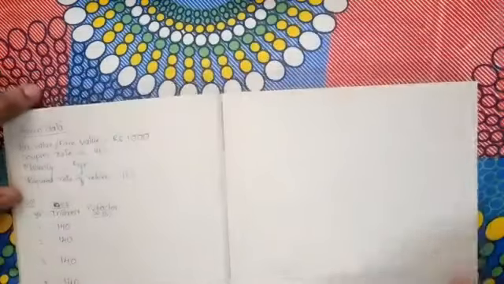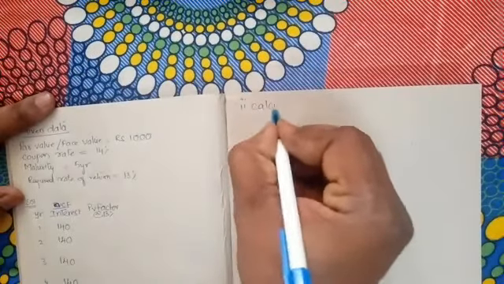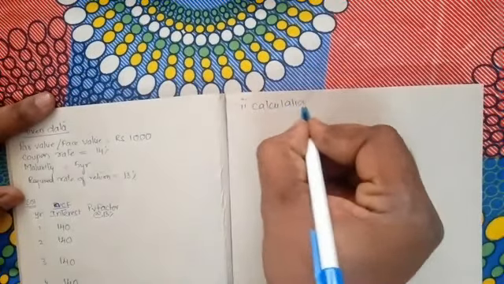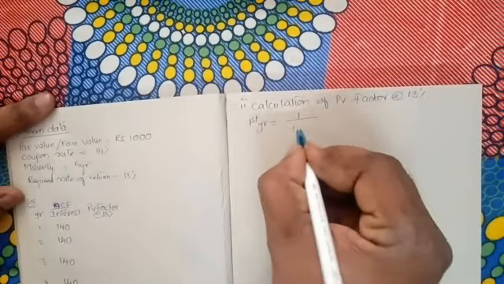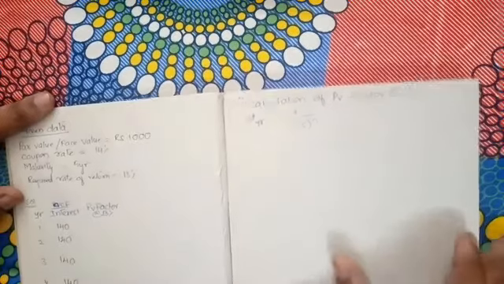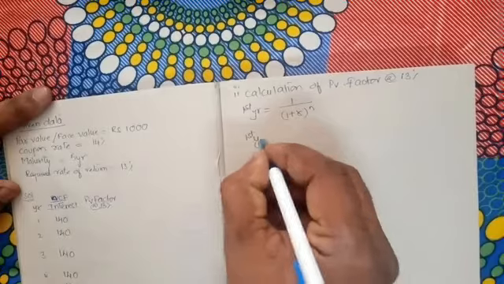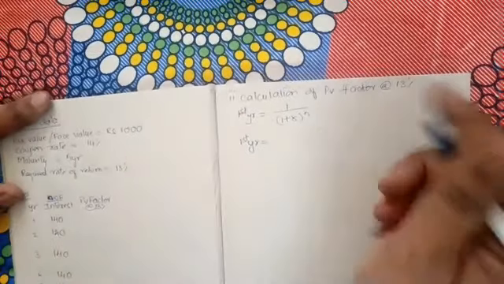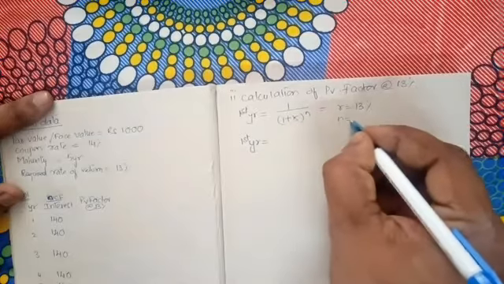So how to calculate the PV factor? This also comes under working notes. Calculation of PV factor at the rate 13%. For the first year, what will be the formula? The formula is 1 divided by 1 plus r to the power of n. This is the formula for the PV factor. See, r is equal to 13%, and n is equal to the year.